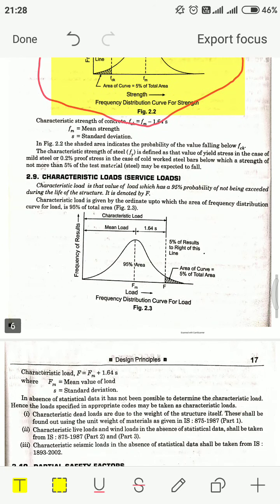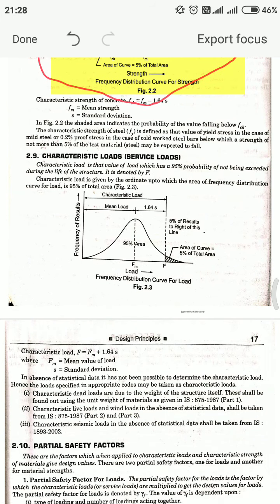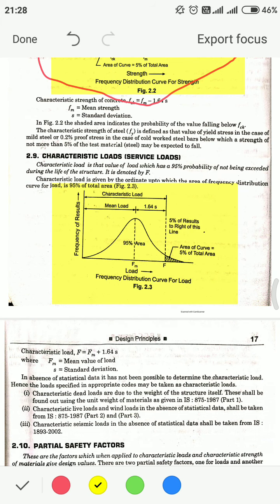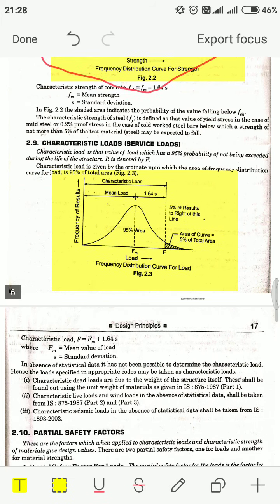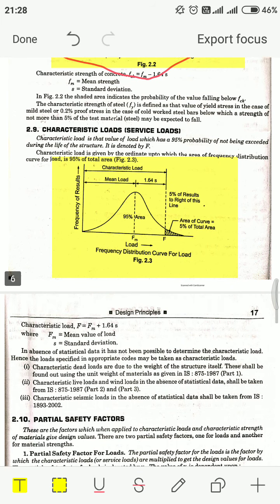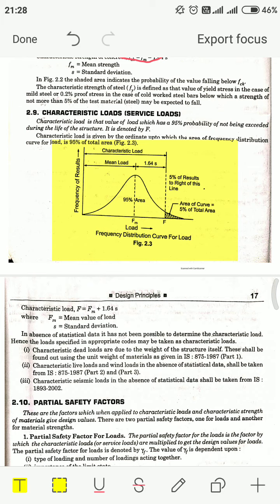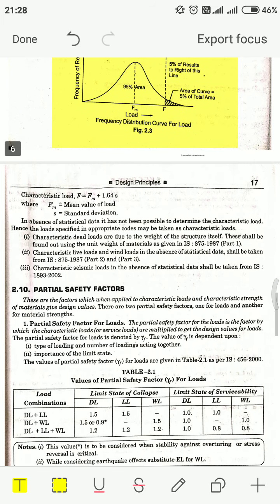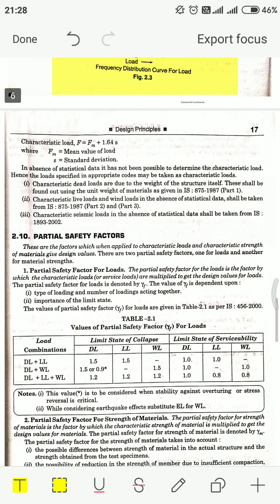So the next one is the characteristic loads. The characteristic load is that value of load which has 95% probability of not being exceeded during the life of the structure. It is denoted by F, and here is the frequency distribution curve for the load, where Fm is the mean value of the load and S is the standard deviation.